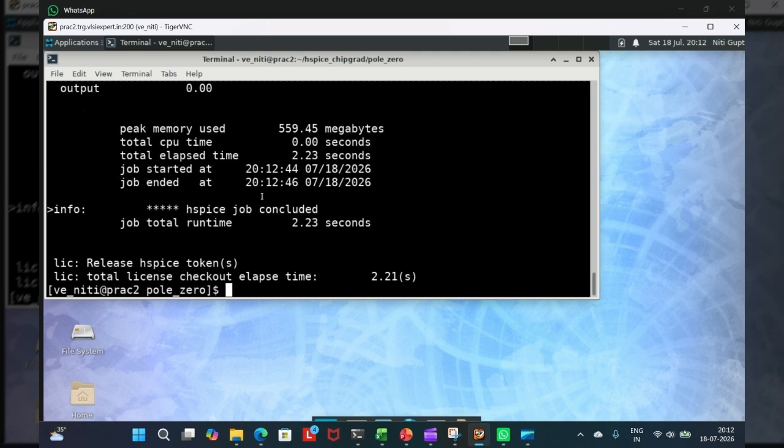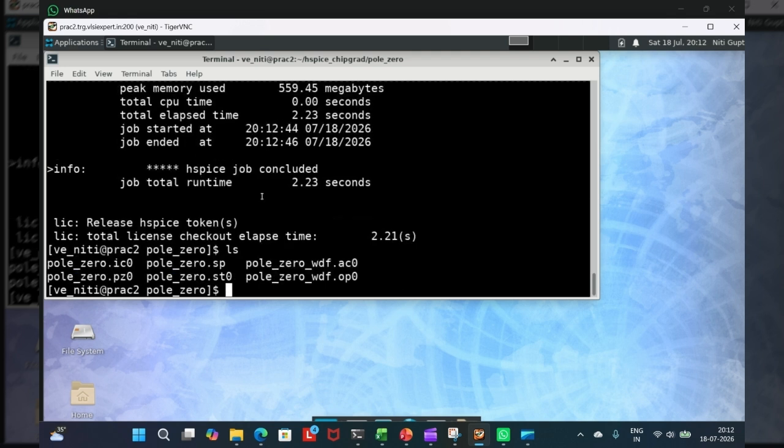So now my job has been concluded, and if I do ls here, you can see that because we did AC analysis, this is my waveform file for the AC analysis. We will open this in the waveform viewer. But since we are looking at the pole zero analysis, there is an output file generated by the name pole underscore zero dot pz0. Let me open it for you. So we'll be opening the dot pz0 file.